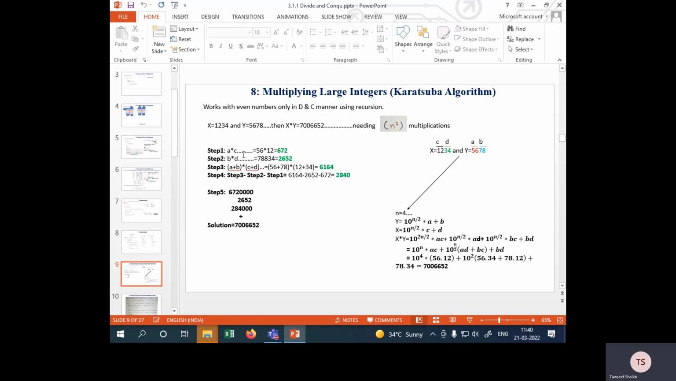Now step number one of the Karatsuba algorithm for multiplying large numbers: find a cross c. This is a equal to 56. This is c equal to 12. So 56 into 12 is equal to 672. This is step number 1.